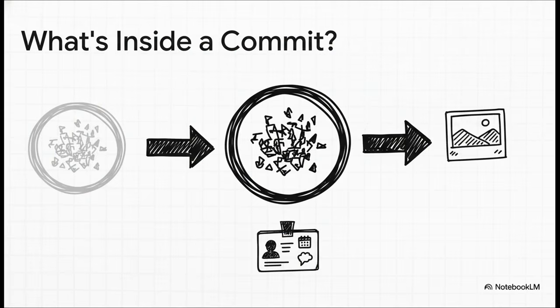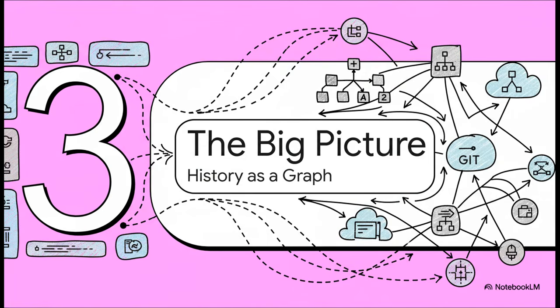And if you were to crack open one of these commits, what would you find inside? Well, it's actually pretty simple. You'd find just three things. A pointer to that photograph of your code, a little bit of metadata, who made the commit, when they did it, and why, and this is the important one, a pointer to the commit that came directly before it, its parent. Okay, so we've got these individual snapshots, these commits, but how do they all link together to tell the story of our project's history?